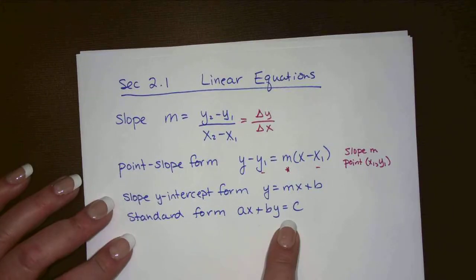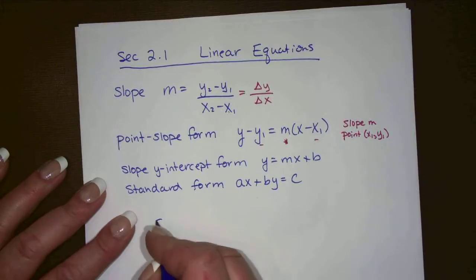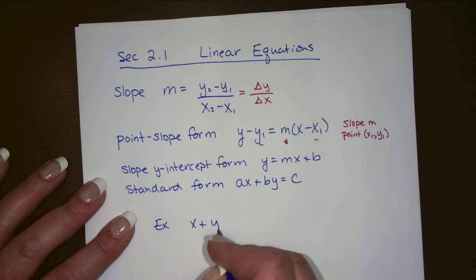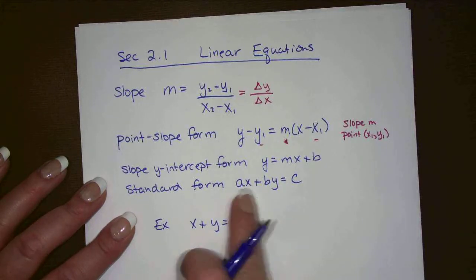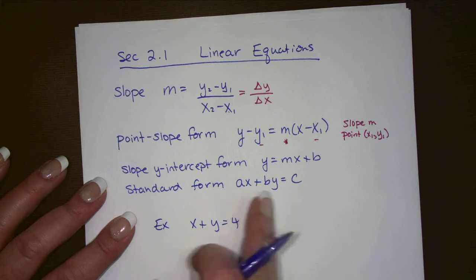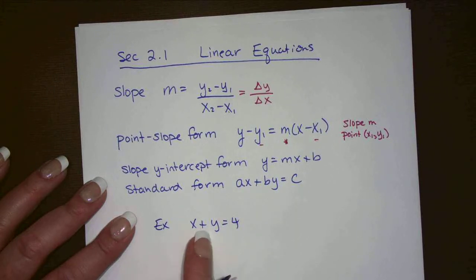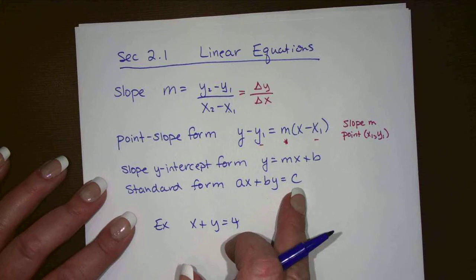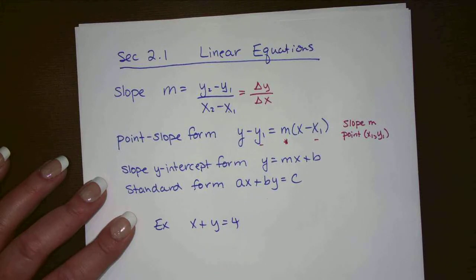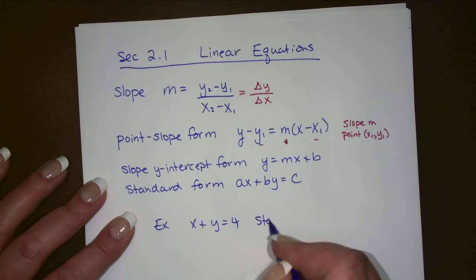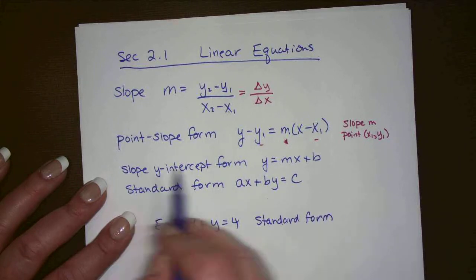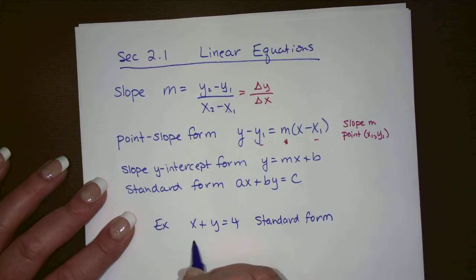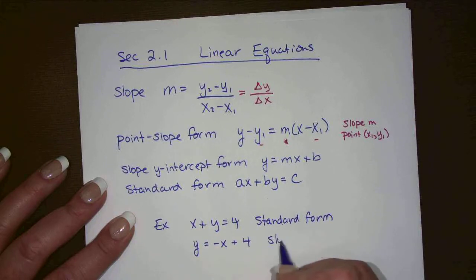So standard form is, the examples we did last class, x plus y equals 4, that's in standard form. x and y both on one side, maybe with a coefficient other than 1. It could have something in front of them, and then the constant, just the number on the other side. So this is standard form. Now, if we wanted to rearrange this and put it in slope y-intercept form, we would move the x over, and this is slope y-intercept form.